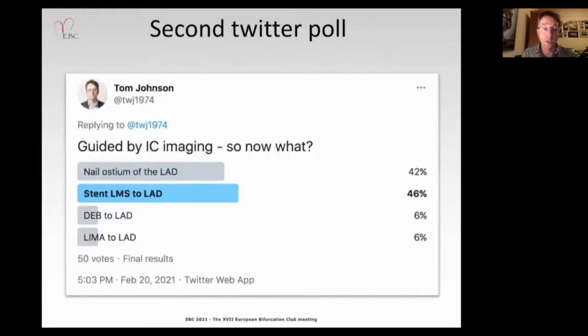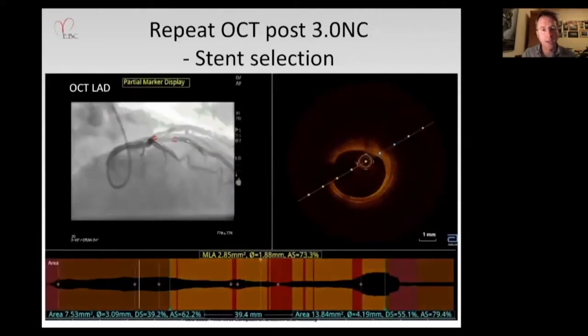So I put out a second poll. Now we've imaged, what are we going to do? Well, there was a relative split between nailing the ostium, regardless of the fact that there was disease extending to the distal left main, or stenting left main to LAD. Now, the most contemporary EBC consensus would probably lean towards a crossover stent left main to LAD strategy, which was in fact what I selected.